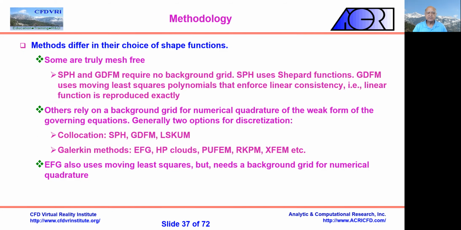So what's the methodology? The primary methods differ in the choice of the shape functions. Some are truly mesh-free, like SPH and GDFM, which require no background grid. SPH uses Shepard functions, GDFM uses moving least squares polynomials, and so that's it. Some others have a background grid for numerical quadrature of the weak form of the governing equations, like SPH with collocation. Generally two options: collocation, and the Galerkin methods, which again have a background quadrature. So that's what happens.